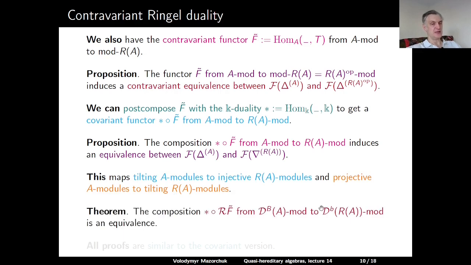And similarly, as we have just proved for the first kind of Ringel duality, the composition of the duality after the right derived functor of f tilde induces an equivalence from the bounded derived category of A modules to the bounded derived category of R_A modules. And all proofs for the functor f tilde are very similar to the proofs for the functor f. So we leave it to the audience.